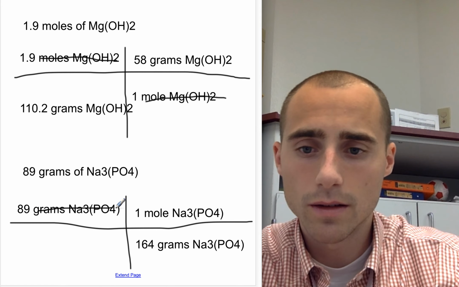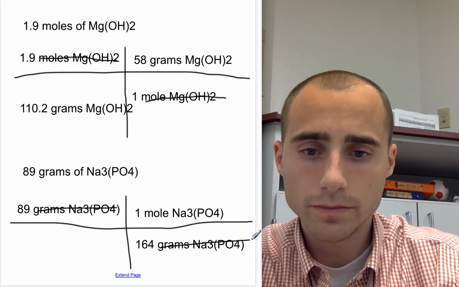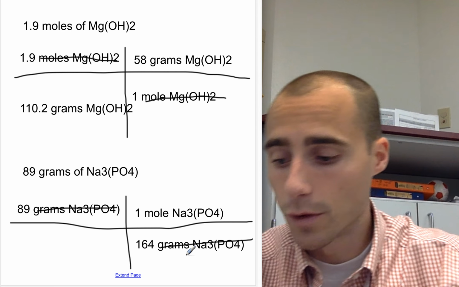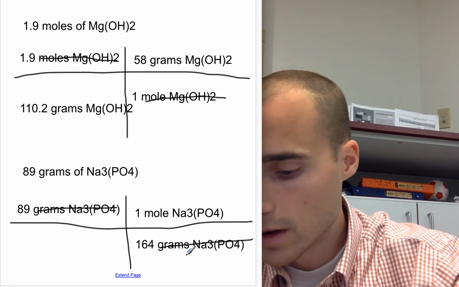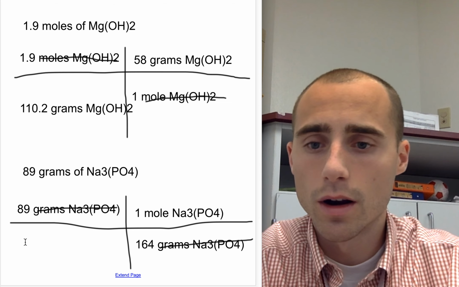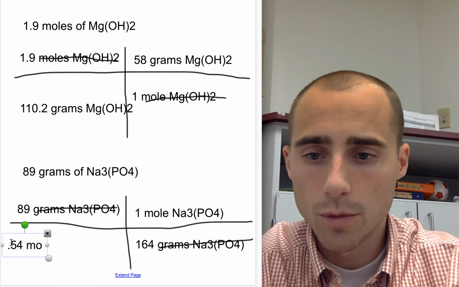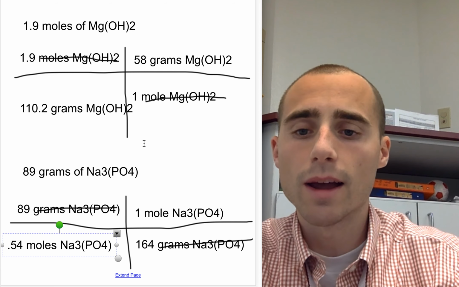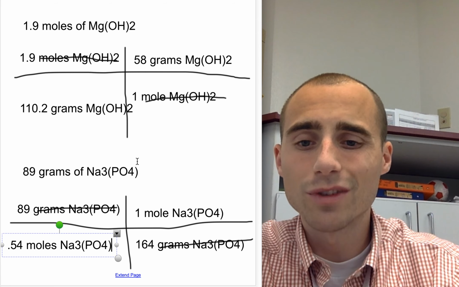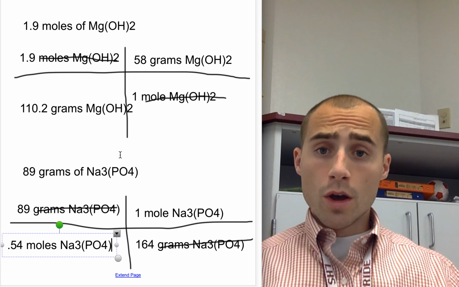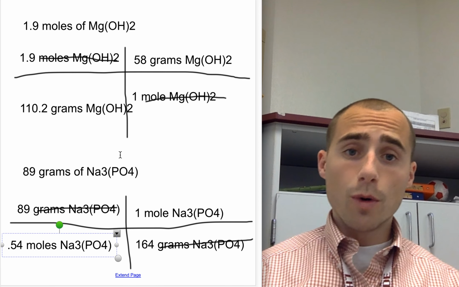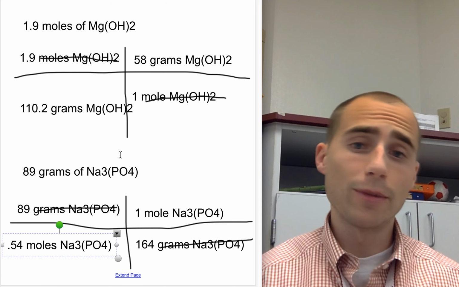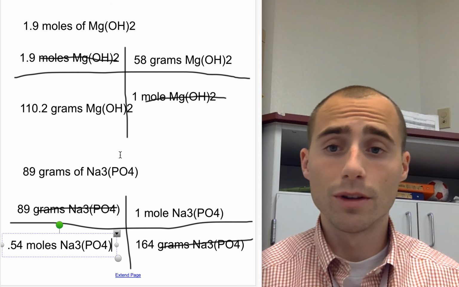Victory is mine. Cancel, cancel. And so then we'd end up with 89 times 1 is 89. So your final fraction will be 89 over 164. So you end up with 0.54 moles Na3PO4. So if you were given 89 grams of sodium phosphate, that would be just over half a mole of sodium phosphate. So hopefully you got that. If you don't, make sure you're asking questions. It's really just 2-step problems, still just dimensional analysis, just converting from moles to grams and grams to moles. But you have to understand molar mass to do this, so hopefully you got that.